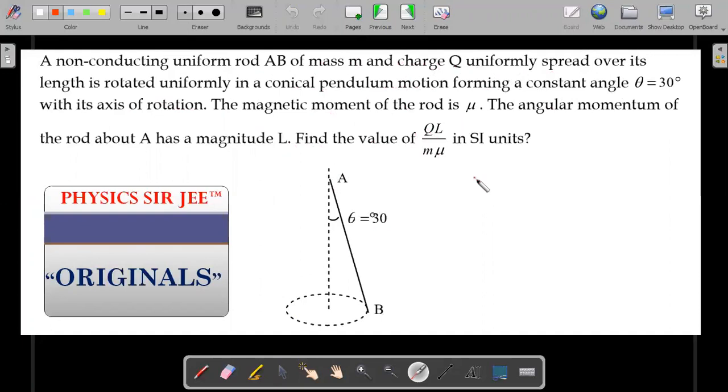So we want to give it a try. Pause the video. Try it out for 3 to 4 minutes and then come back for the concept and also the solution that I'm going to explain as a part of this problem.